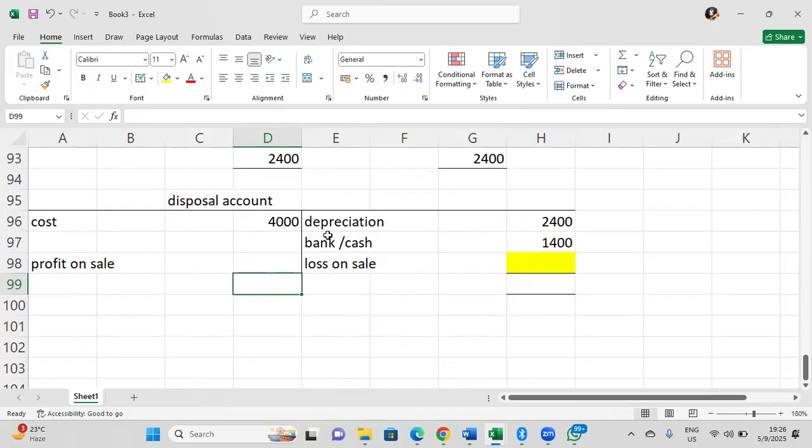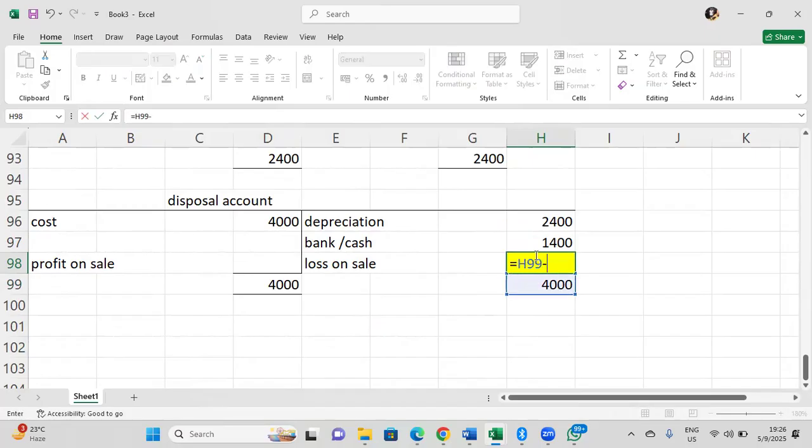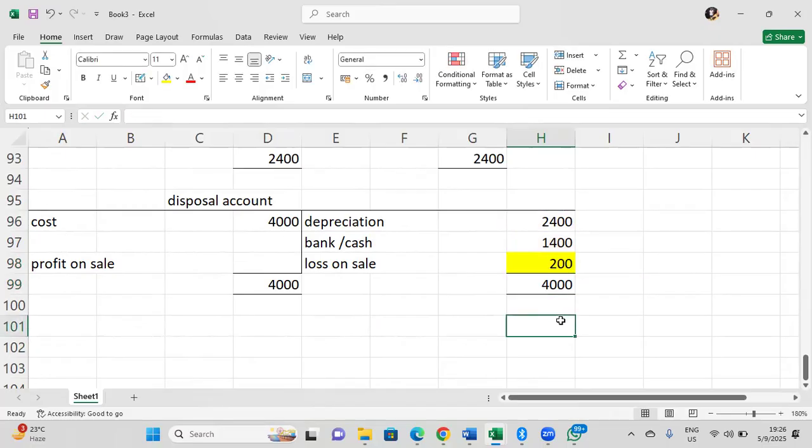Now let's balance off the account. Which side is bigger? 2.4 and 1.4. This side is smaller. So 4,000 again is bigger, so we put 4,000 on both sides. The difference is the loss on sale. So there's a loss on sale or loss on disposal of 200.